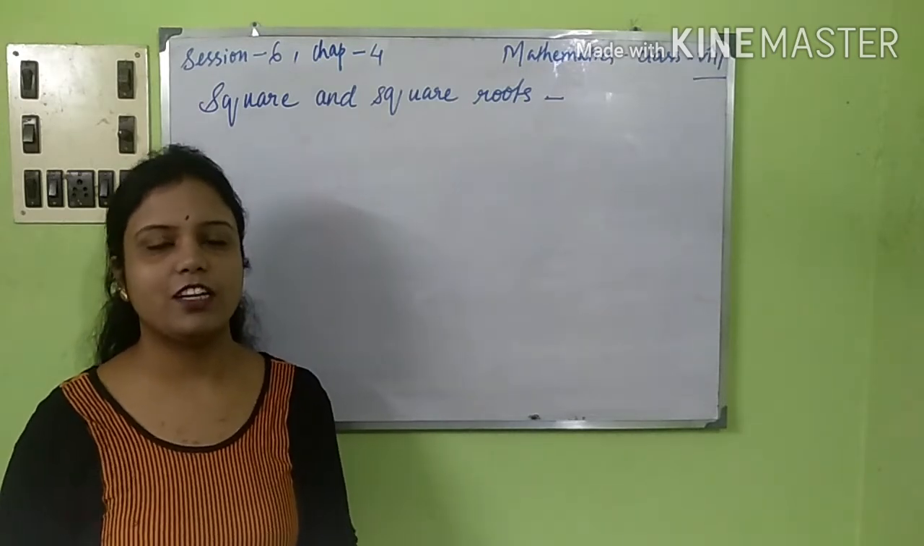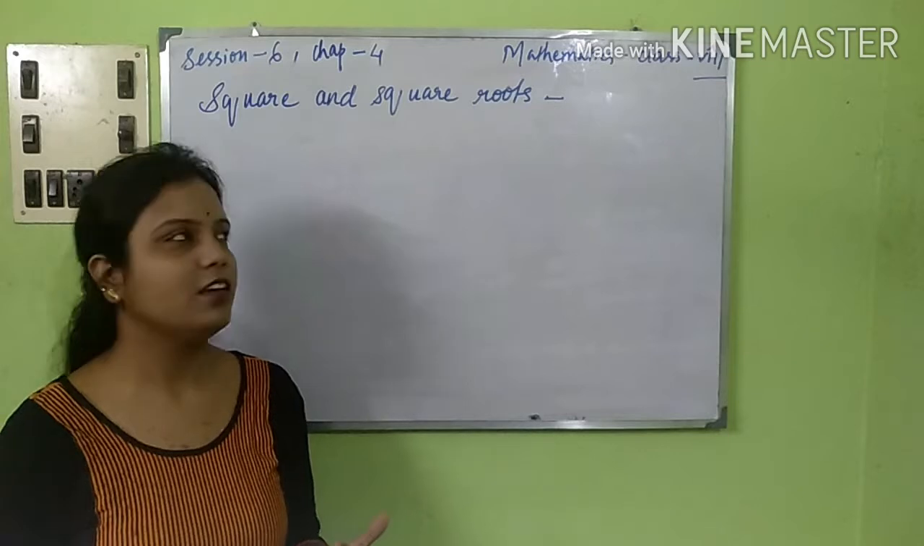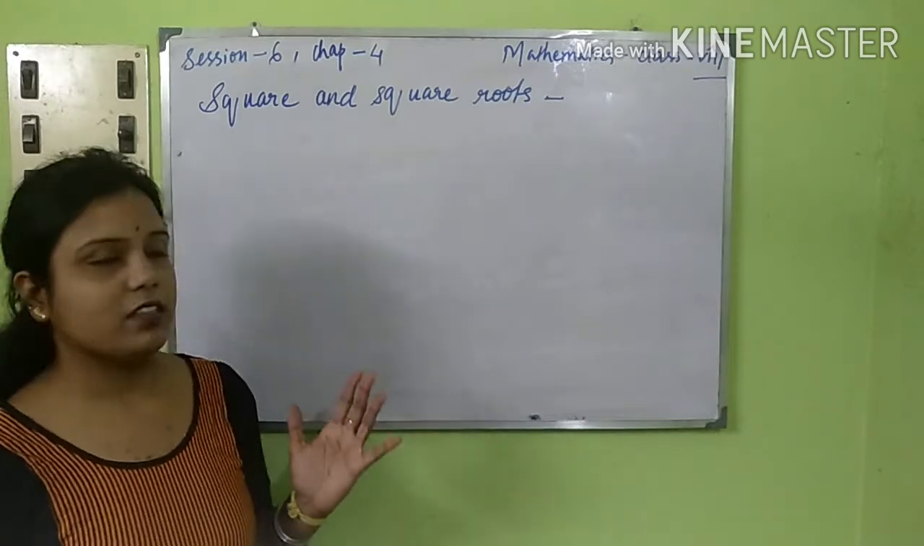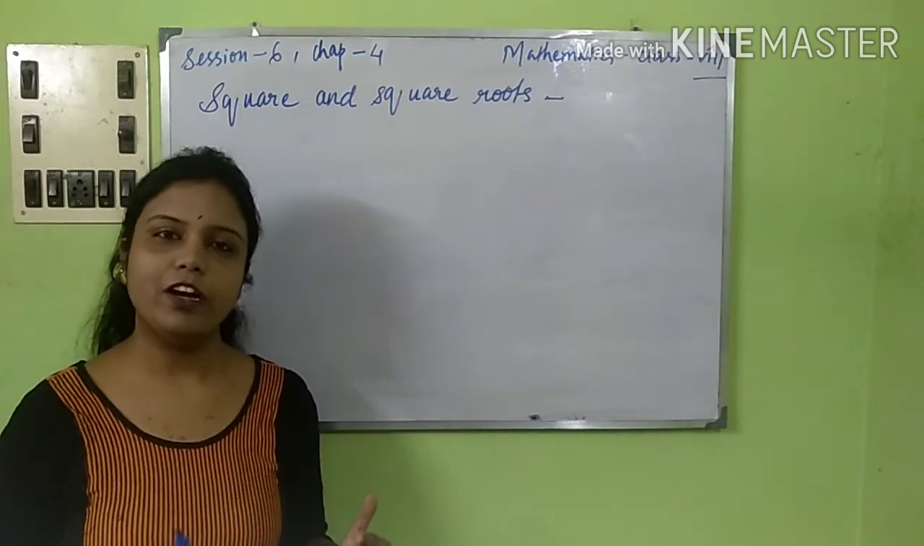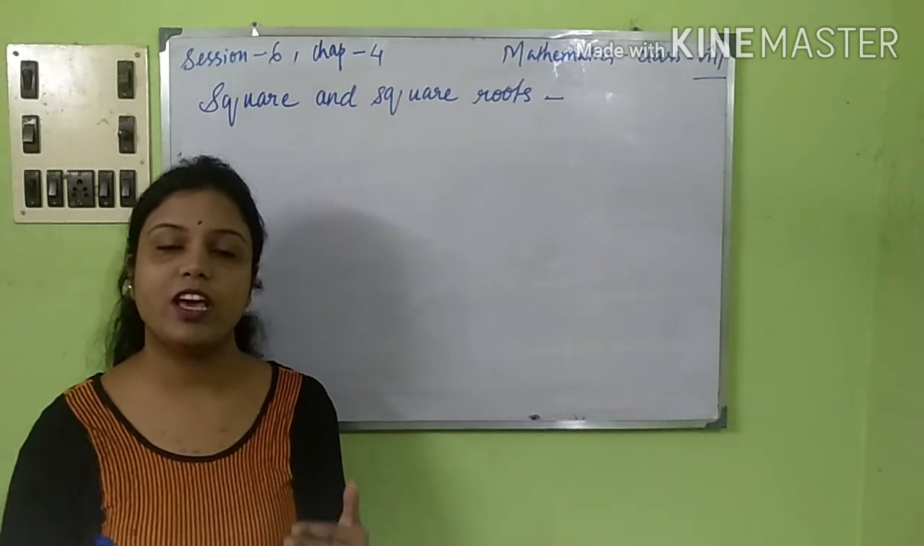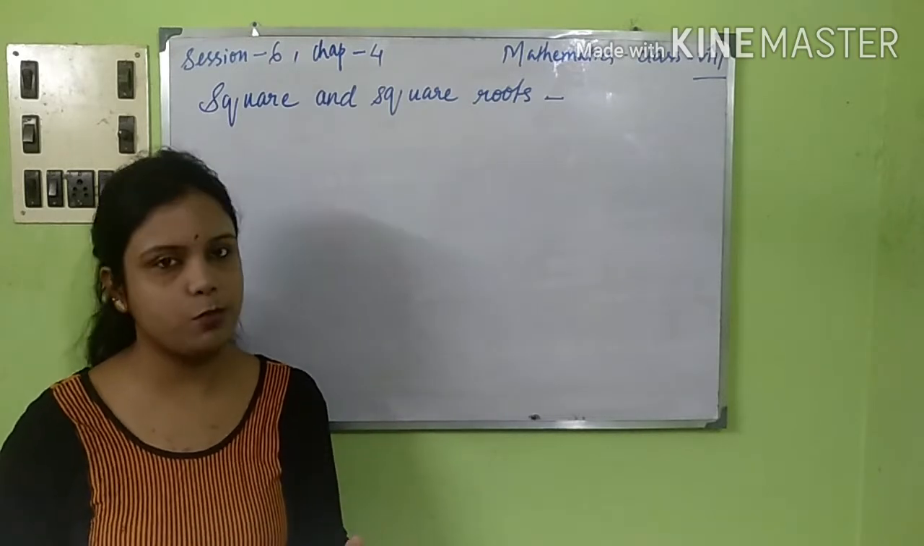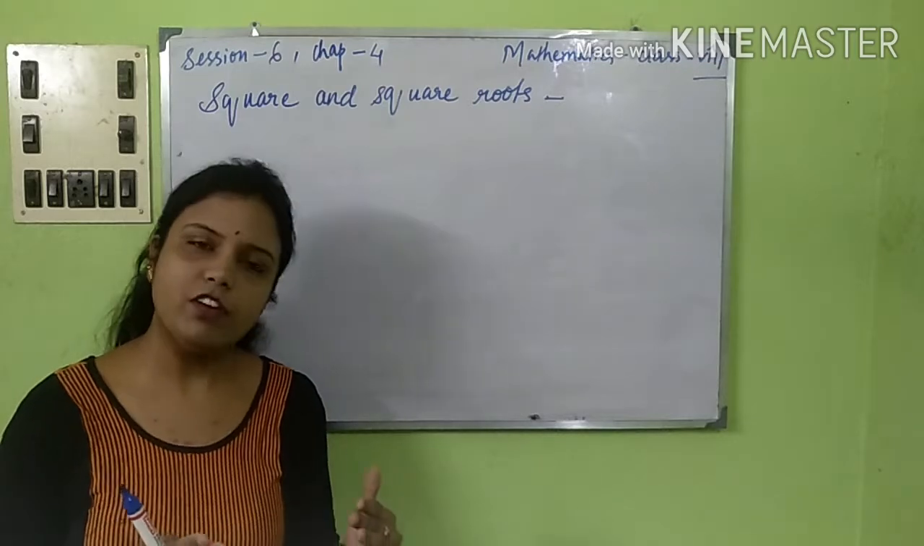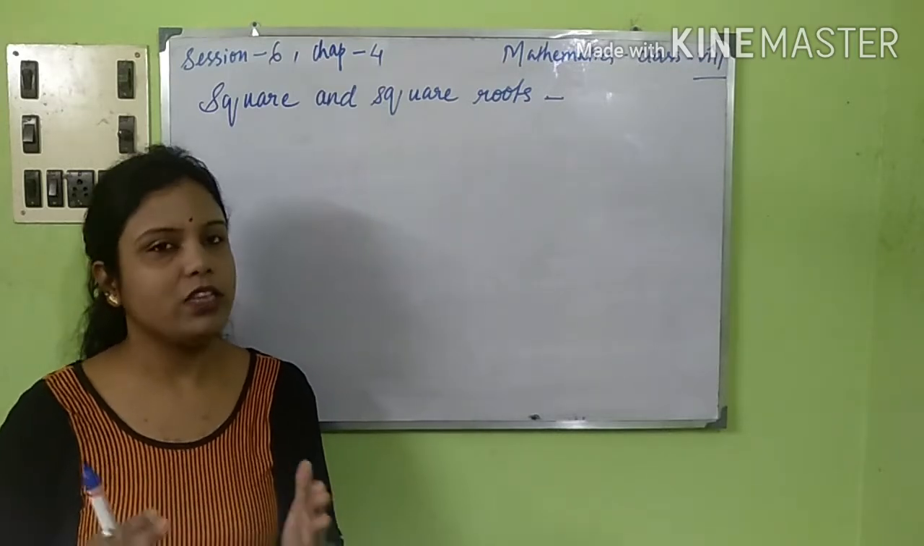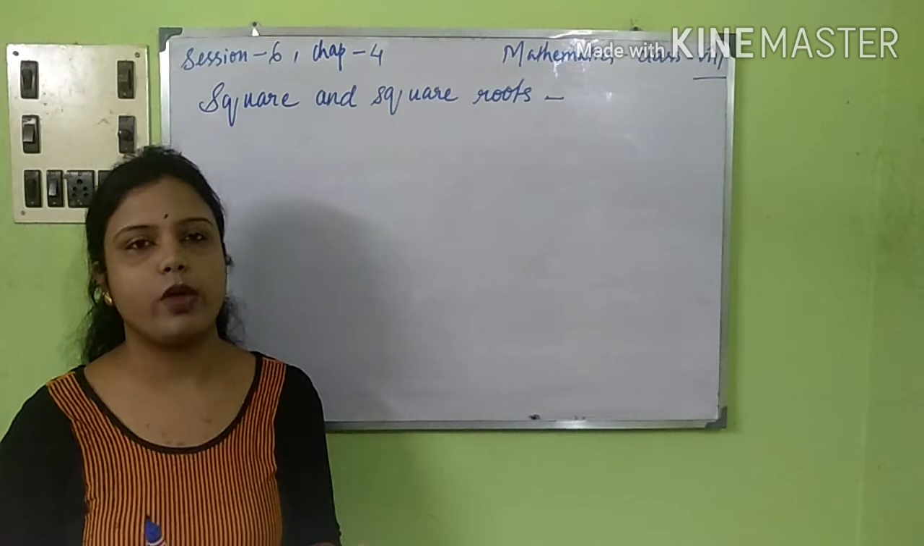Today we are back with another chapter of class 8, that is squares and square roots. So far we have done rational numbers, and we have discussed integers and exponents, right? Now, whenever we multiply a number with itself, that gives you the square of the number.